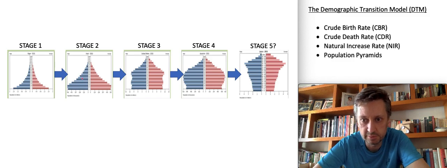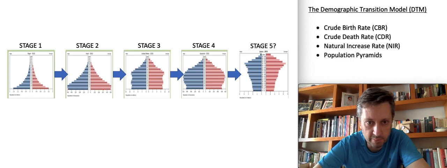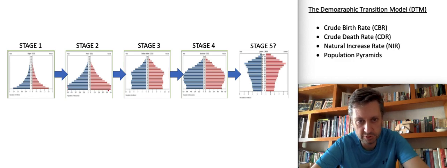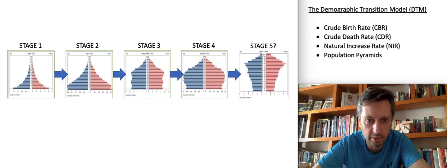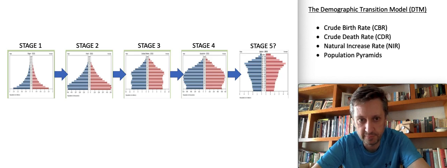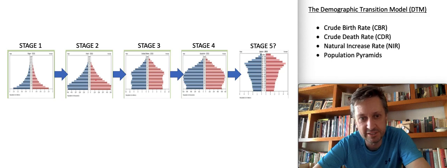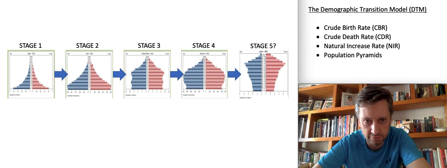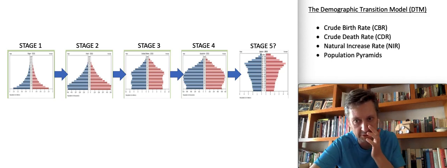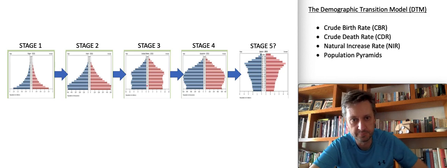Stage 2, Nigeria, Uganda, those countries, large base, possibly decreasing slightly on this one, but a very high birth rate, but not as steeply sloping sides, which represent a decrease in the death rate, we could say, due to the introduction of healthcare, sanitation, and medicine.